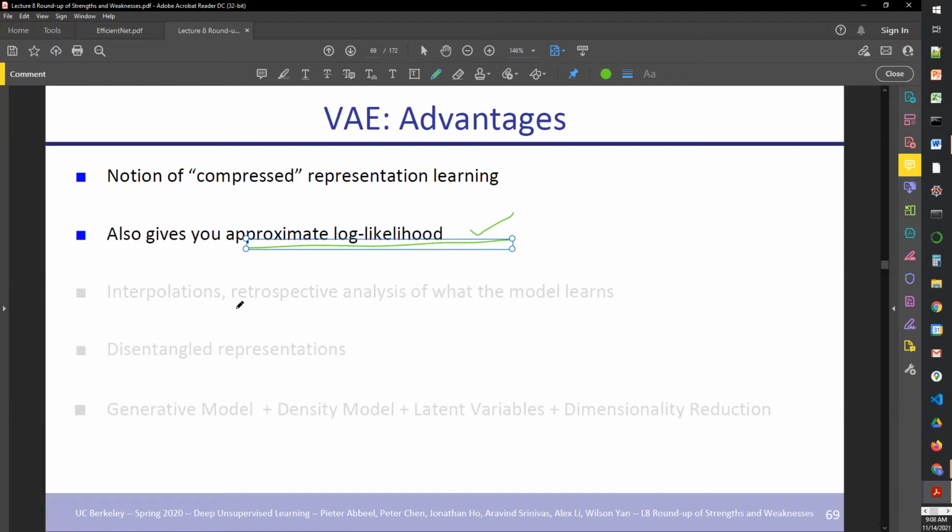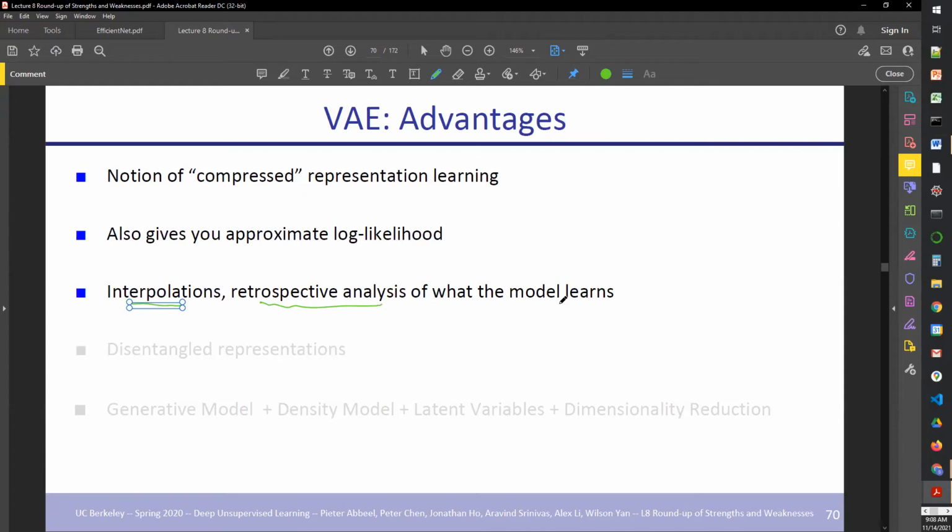One thing, I don't know whether I highlighted in the previous two techniques, but I mentioned it in the autoregressive models: because there isn't a single layer that represents what the model is learning, there's no inherent interpolation possible, which I definitely mentioned. But there is another drawback of the two techniques prior, which is: how do you retrospectively analyze what the model learns?